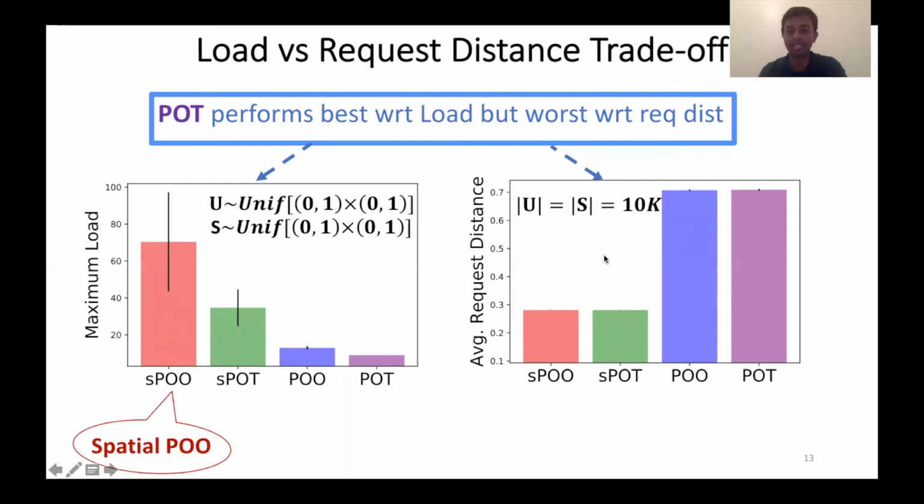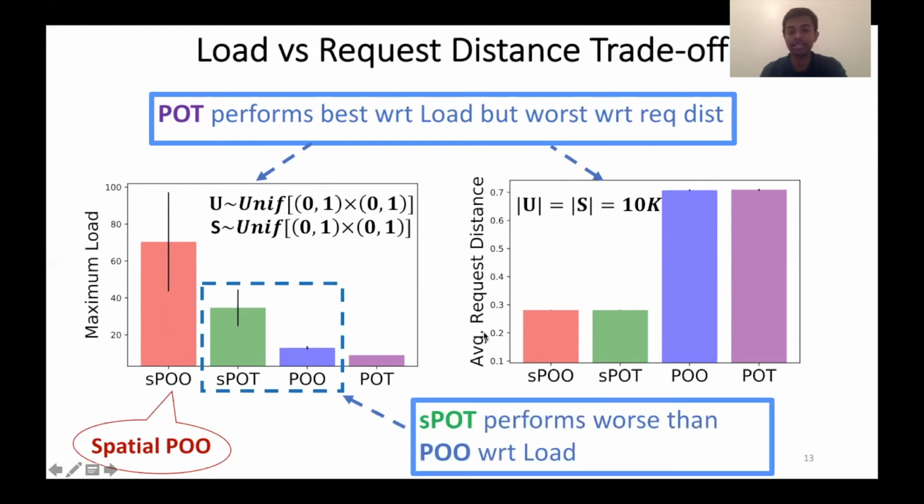What we observe here is that the POT policy performs best with respect to load. Lower is better here, and also here lower is better. But POT performs worst with respect to request distance across all four policies. Another observation is that SPOT performs worse than power of one with respect to load, as you can see here. This is inconsistent with the results that we get from our previous theorem. So we have a trade-off here between load and request distance.